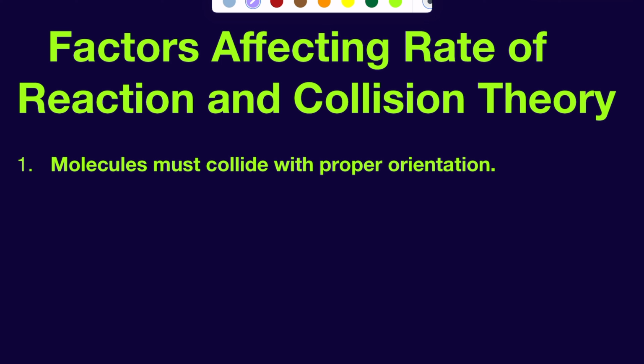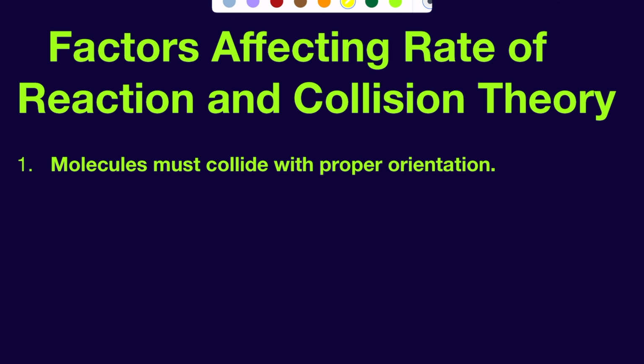For any reaction to take place, the very first thing you must have is the reactants colliding with one another. That is the very first condition for the collision theory: you must have the molecules colliding with one another. On top of that, you must have a proper orientation when they are colliding. Now, what does that really mean?